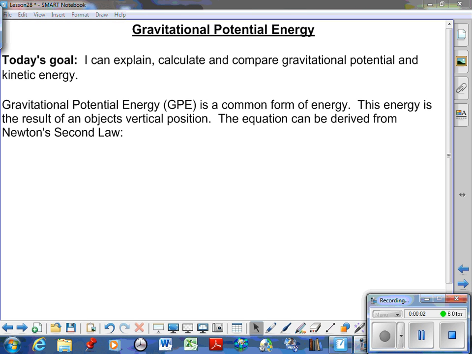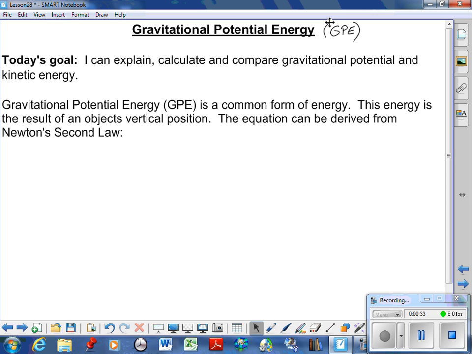All right, on to the second lesson in this unit. We're looking at gravitational potential energy, and we shorten this up to GPE because we don't like writing that out all the time. I can explain, calculate, and compare gravitational potential energy and kinetic energy. We're going to talk about kinetic energy later in this lesson because they really go hand in hand, and I find it's just easier to teach them together as we go through.